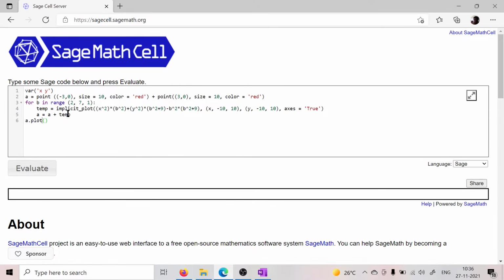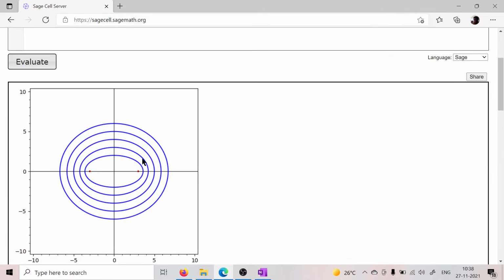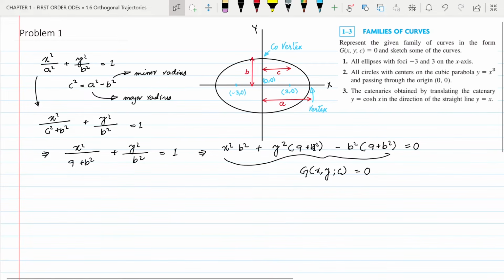So the variable a holds the 5 ellipses and the points, and when we press evaluate, the points, the focuses, 2 points and the ellipses all will be plotted. The 5 ellipses and the 2 focuses shown in red dots are plotted in the xy plane. These are the family of ellipses with center at origin 0, 0 and foci at minus 3 and 3 on the x-axis. You can see there is one parameter in this equation, b, and by varying that parameter we can find multiple ellipses with these properties, that is, center at origin and focuses minus 3 and 3 on the x-axis.